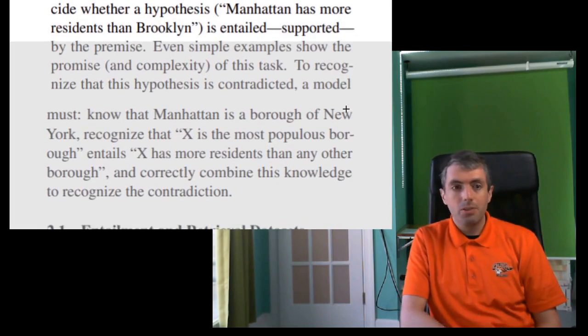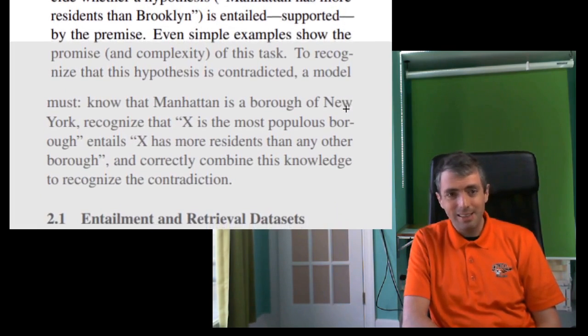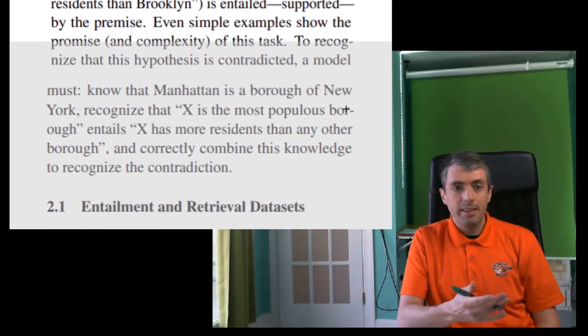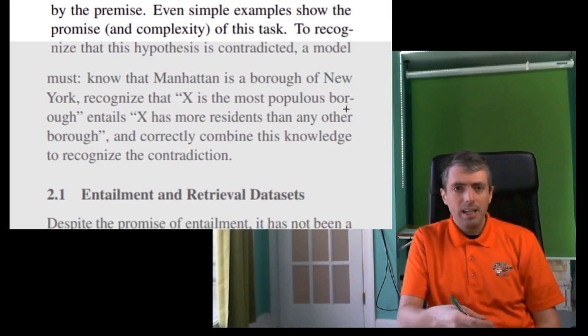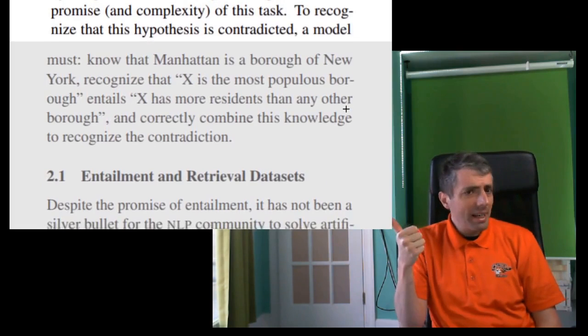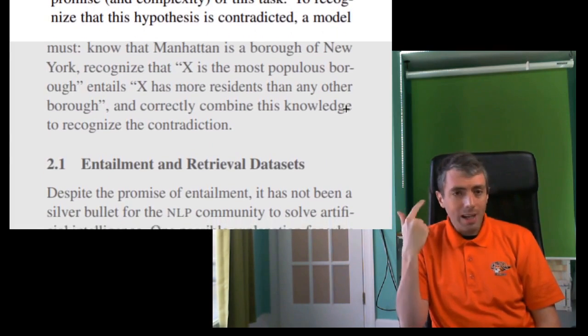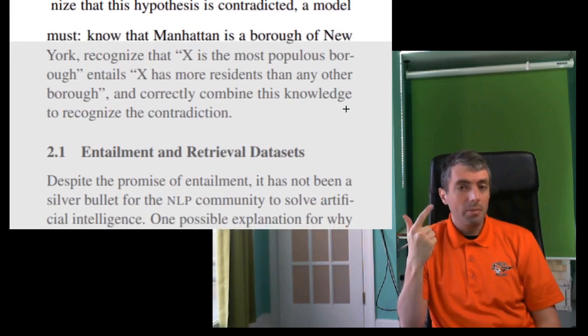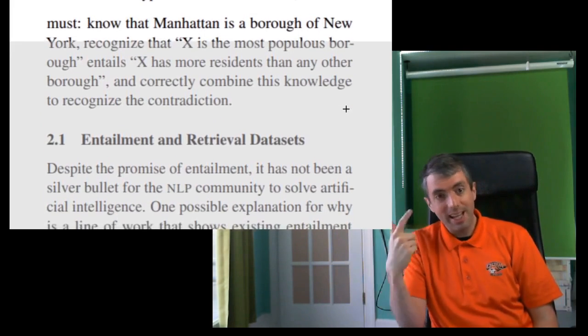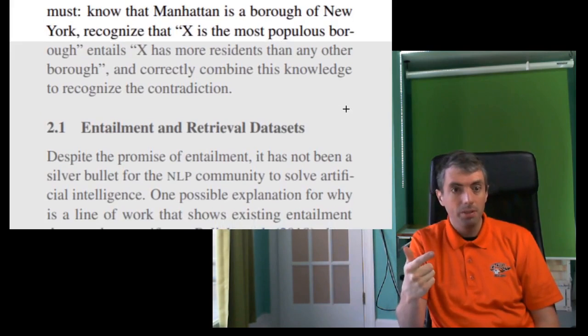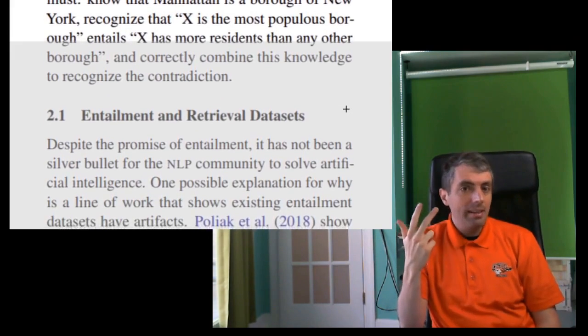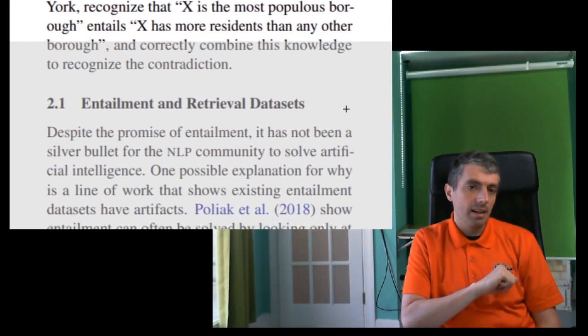Even simple examples show the promise and complexity of this task. To recognize that this hypothesis is contradicted, a model must know that Manhattan is a borough of New York, recognize that X is the most populous borough entails X has more residents than any other borough, and correctly combine this knowledge to recognize the contradiction.